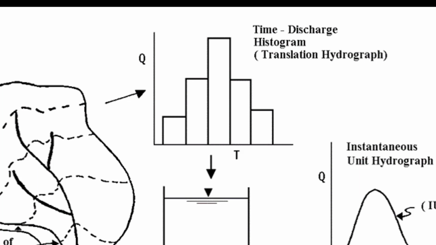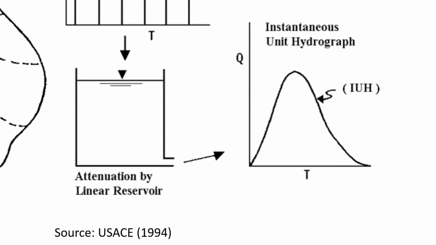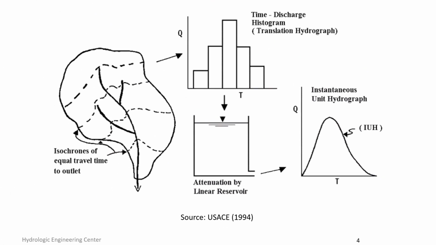Once you've determined your time area relationship, the second process is to have the runoff carried out by a single linear reservoir to get your instantaneous unit hydrograph, which we mentioned isn't confined to a specific rainfall duration. The next few slides will go into more detail on the time area relationship and the linear reservoir.